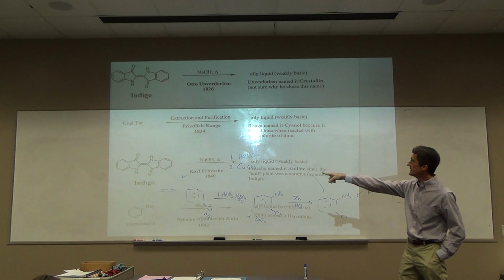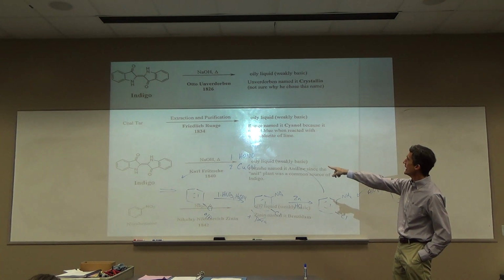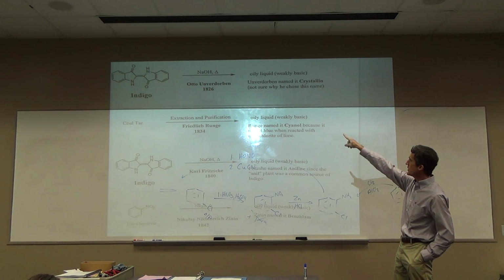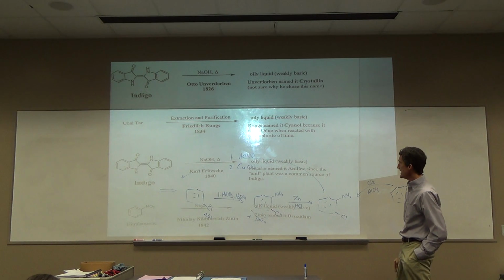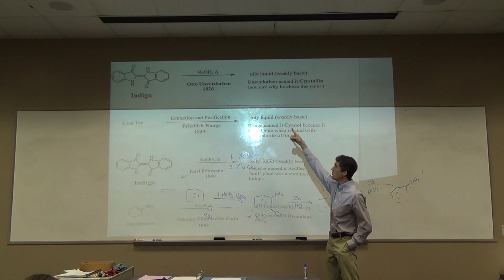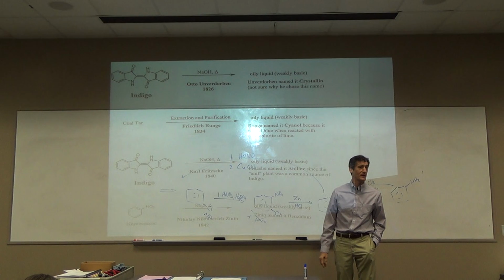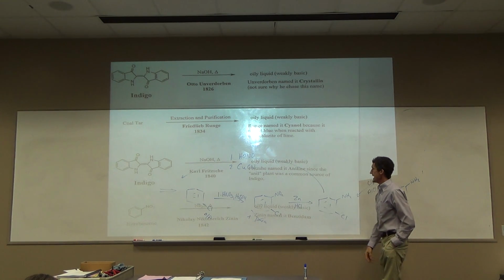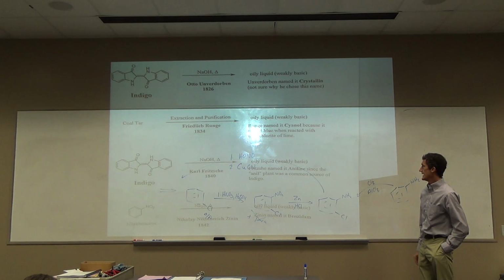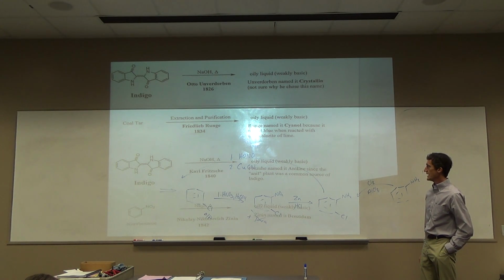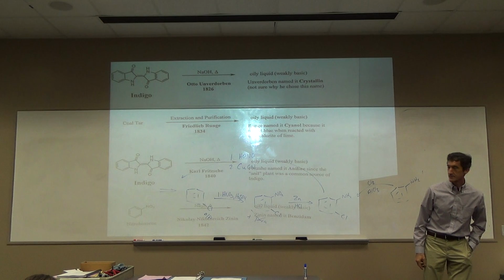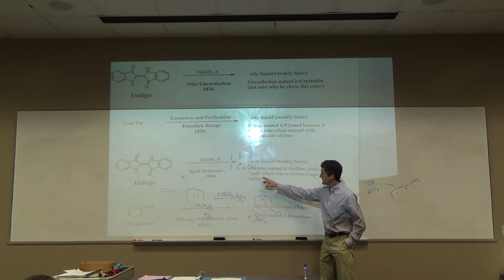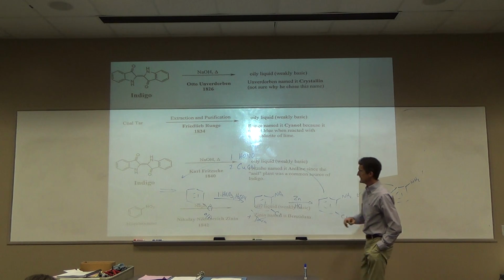Fritzsche took indigo with sodium hydroxide. That's the same thing as Unverdorben up there, right? He got an oily liquid. Apparently he didn't know Professor Unverdorben or whoever that was, because he named his aniline, since the anil plant was a common source of indigo. So it was kind of like an amine, aniline, he called it.